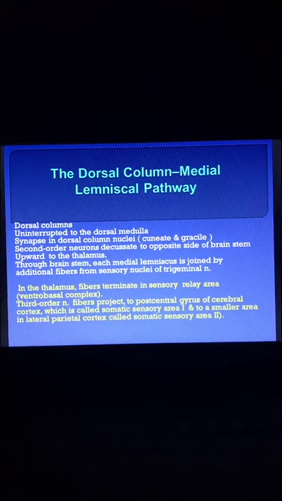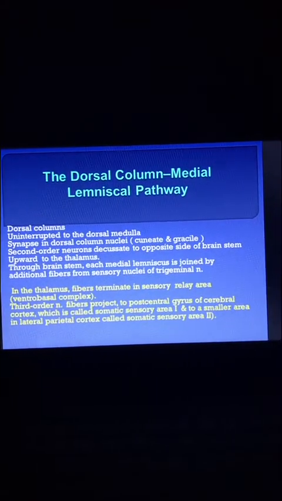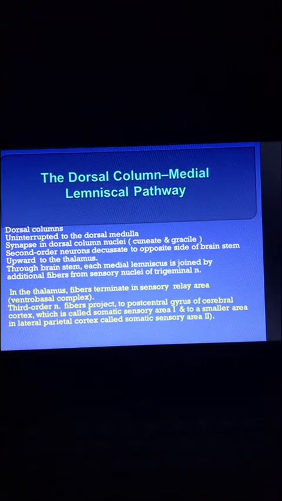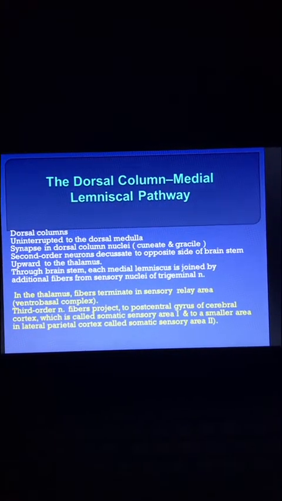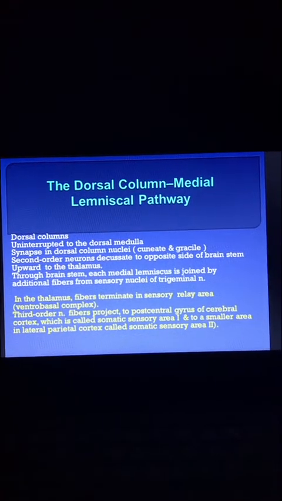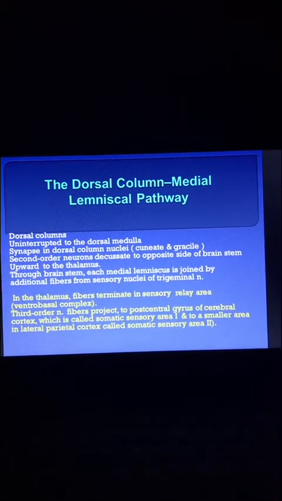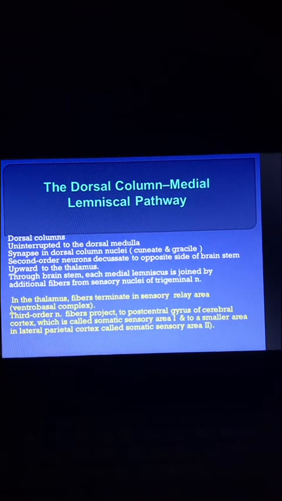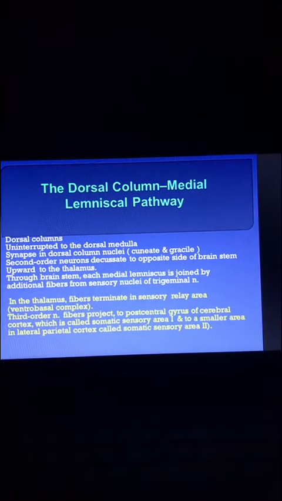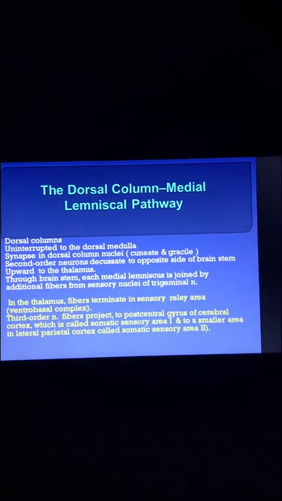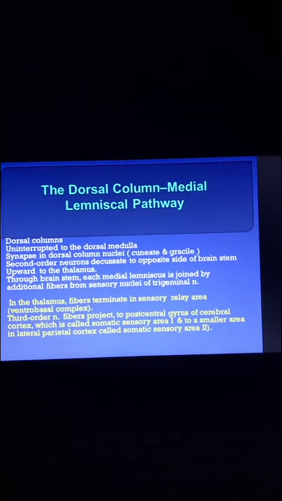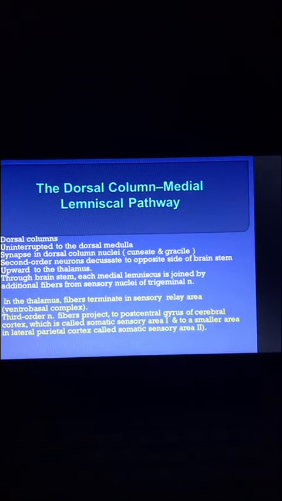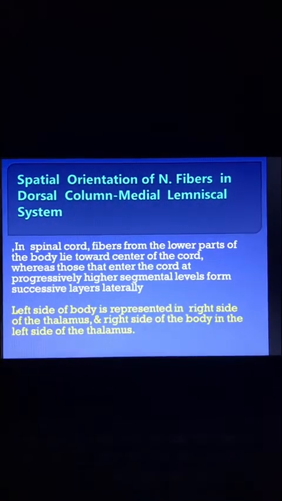In the thalamus, fibers terminate in a sensory relay area called the ventrobasal complex. The third order neurons project to the postcentral gyrus of the cerebral cortex, called the somatic sensory area, which is of two types, 1 and 2.